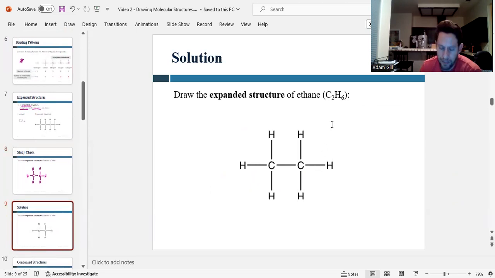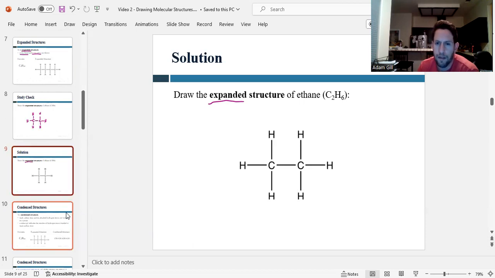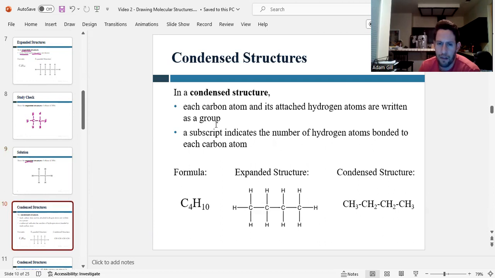So once again, this is called the expanded structure because we're expanding and looking at every single atom and every single bond. Now, this is a little tedious to draw, and so we have a faster method known as a condensed structure. In a condensed structure, we look at each carbon atom and the hydrogen atoms connected to it as a group. And we use a subscript to tell us how many hydrogen atoms are within that group.